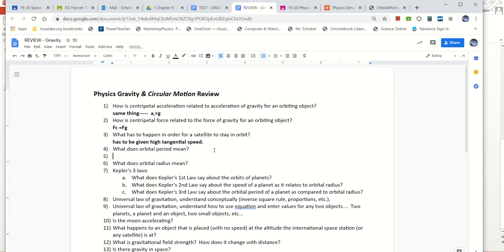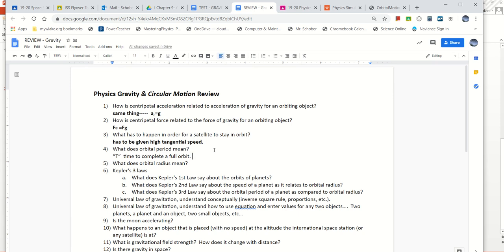A couple terminology questions here. What does orbital period mean? Orbital period, we usually indicate that with a capital letter T. That's just the symbol for it. T like time, period like time period, that means the time to complete a full orbit. So time to complete a full circle or a full ellipse.